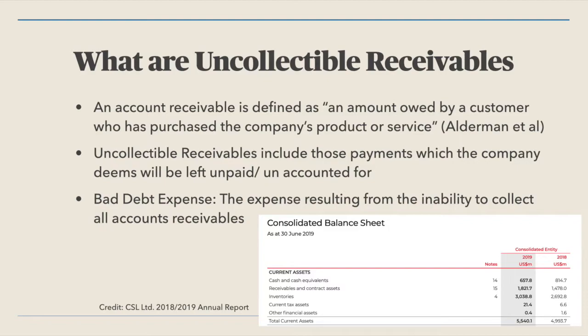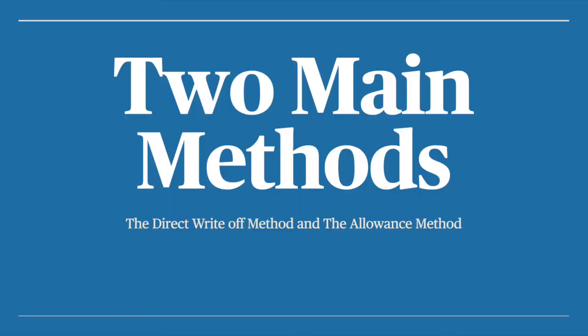Uncollectible receivables include those payments which the company deems will be left unaccounted for in the long run due to customers not providing funds in the desired time frame, which, after being written off using one of the two methods, will then become a bad debt expense. There are two main methods of accounting for uncollectible receivables.